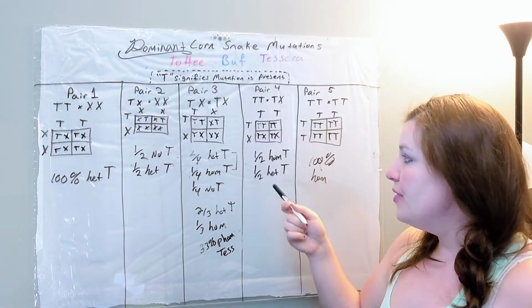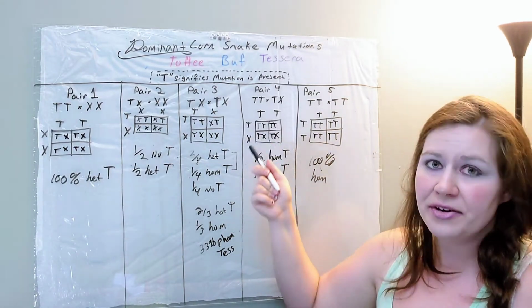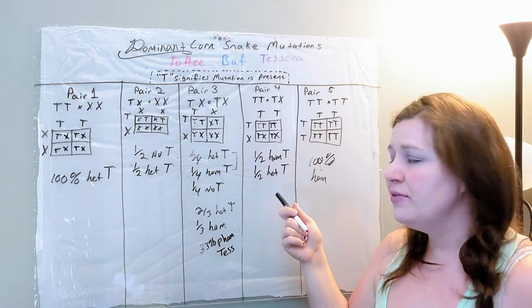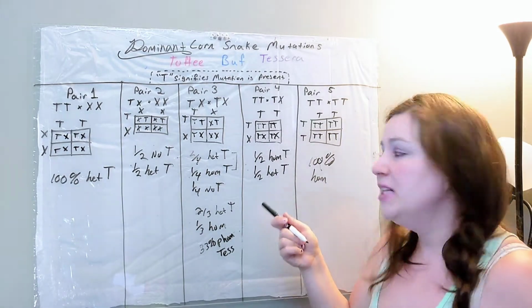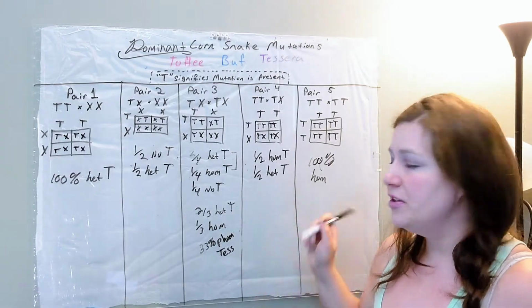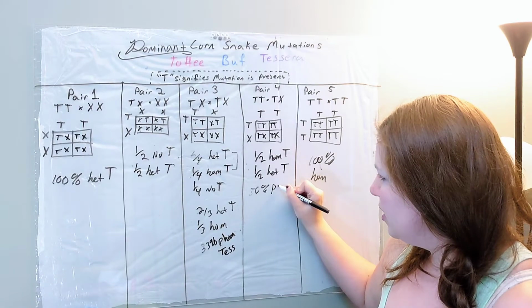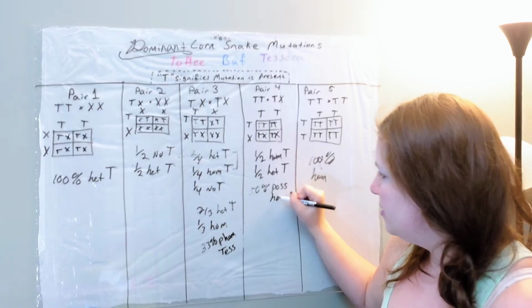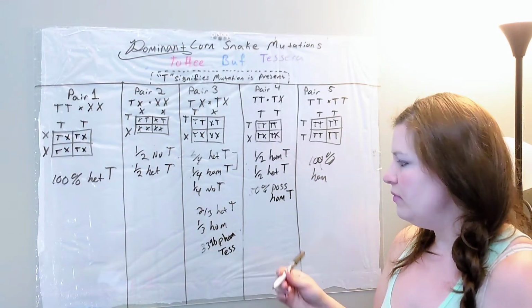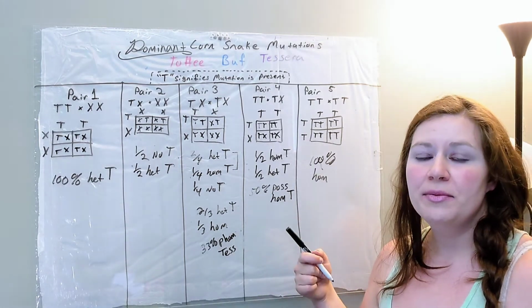If you know that you have a homozygous tessera and a heterozygous tessera, you know that at least half of them are also going to be homozygous and half of them are also going to be heterozygous. So that way you can label any of these babies as 50% possibly homozygous tessera.